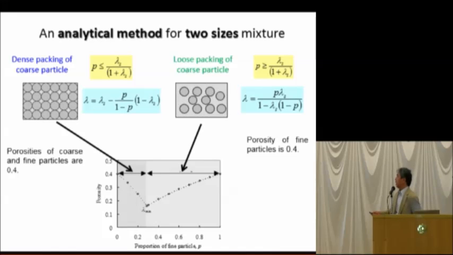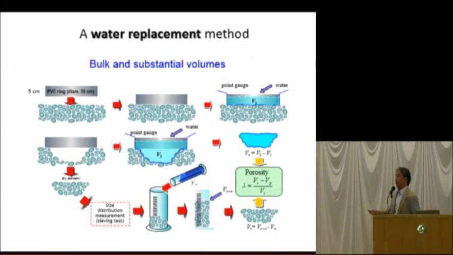And the next is the water replacement method. Basically, we measure the porosity of this material: we measure the bulk volume by the water replacement method, and also we measure the substantial volume of this material, and then we can get the porosity of this material. This is a standard method.